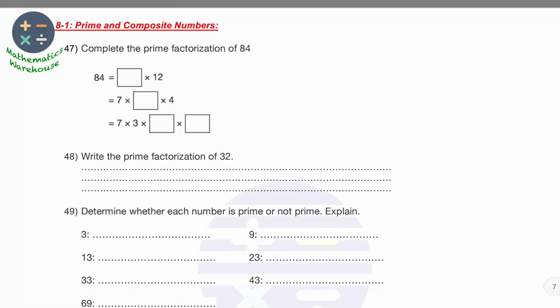Complete the prime factorization of 84. 84 equals 7 times 12. 7 is prime but 12 is not. We can factorize 12 into 3 times 4. Now 3 is prime but 4 is not. We can factorize 4 into 2 times 2. So the prime factorization of 84 can be written as 2 squared times 3 times 7.